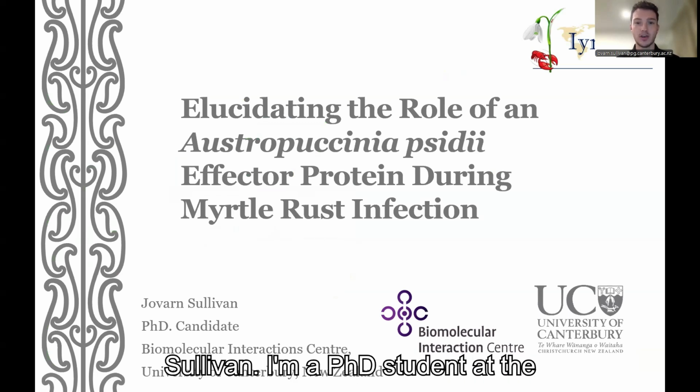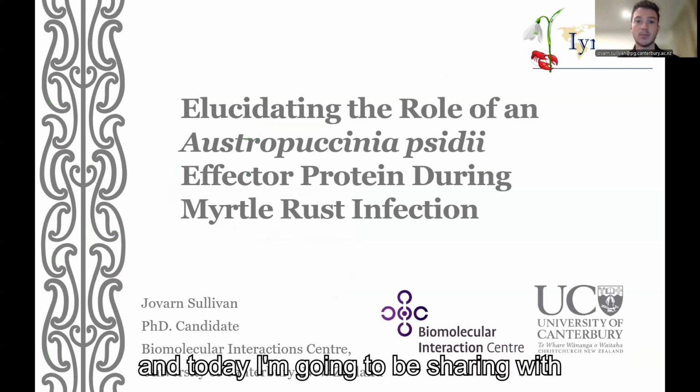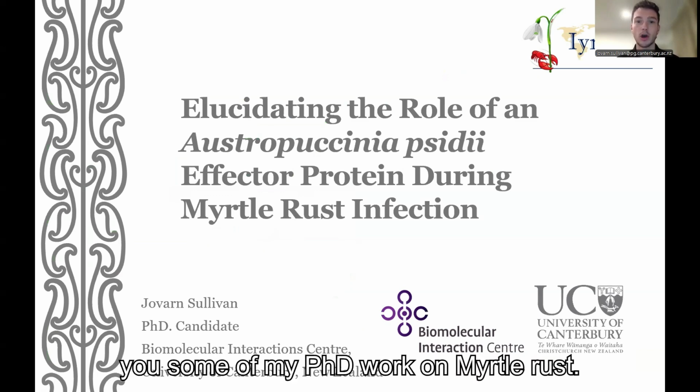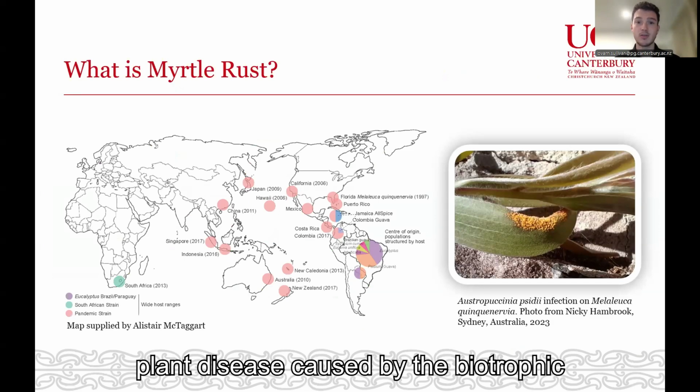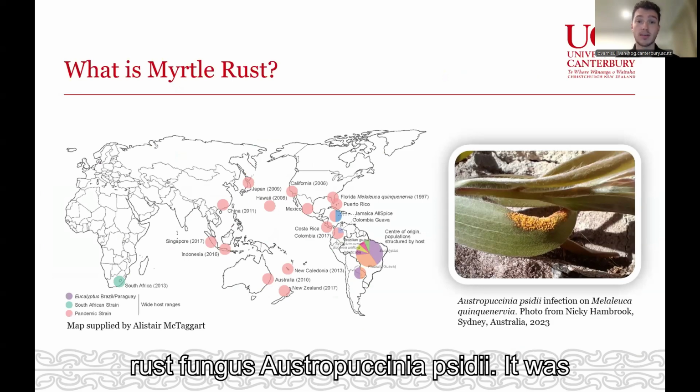I'm a PhD student at the University of Canterbury in New Zealand, and today I'm going to be sharing with you some of my PhD work on myrtle rust. So what is myrtle rust? Myrtle rust is a plant disease caused by the biotrophic rust fungus Austropuccinia psidii.